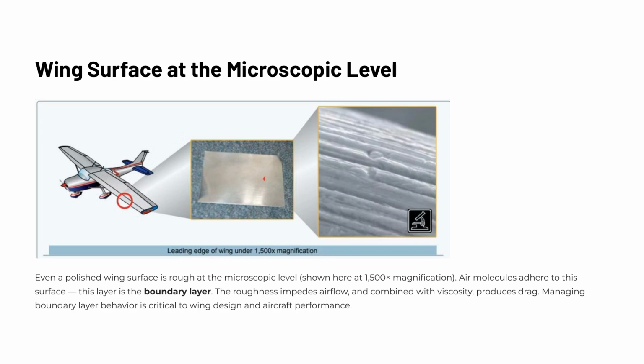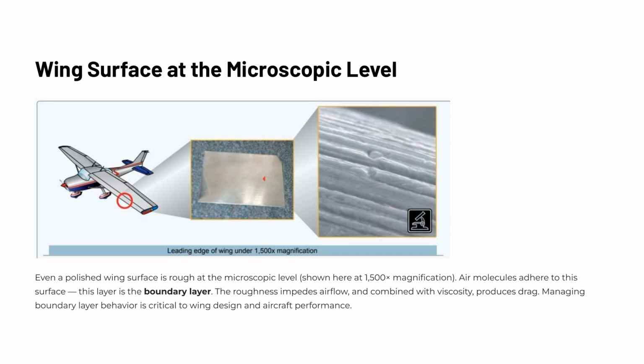The irregularities in the surface impede the smooth flow of air, and the viscous nature of air means that this disruption propagates outward from the surface, affecting the broader airflow around the wing. Understanding and managing boundary layer behavior is not simply an academic exercise. It is a central challenge in wing design and has a direct impact on aircraft performance, fuel efficiency, and handling characteristics. As we move through this course, you will see how engineers apply this knowledge to make informed decisions about surface treatments, wing profiles, and aerodynamic controls.